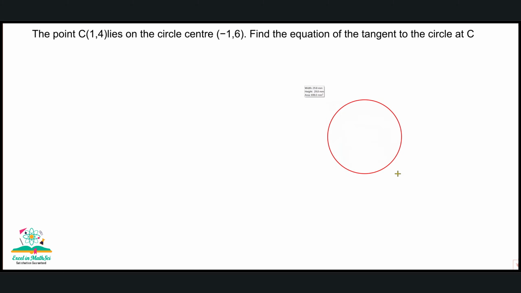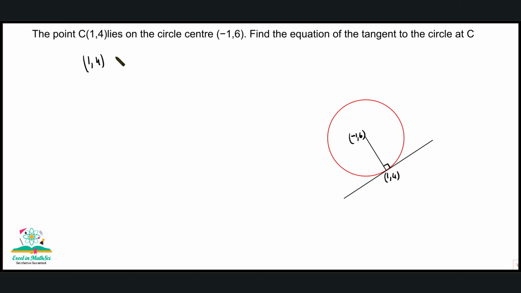So if you remember, if you've got a circle and a tangent to the circle, and if you have the radius, they both meet at 90 degrees. In other words, they're perpendicular to each other. So if this is our point C and this is our centre (-1, 6), what we need to do is first of all find the gradient of the radius.